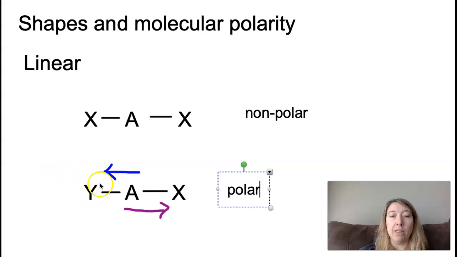It's going to indicate that this side of my molecule has a partial negative charge, and this side of my molecule has a partial positive charge, because like we've talked about before, electrons have a negative charge. So if there's more electrons spending time here, this side is going to be negative. So for linear shapes, you have to look at your non-centrals. If they're all identical, it's going to be nonpolar. If they're different, it will be polar. You just have to decide which way.